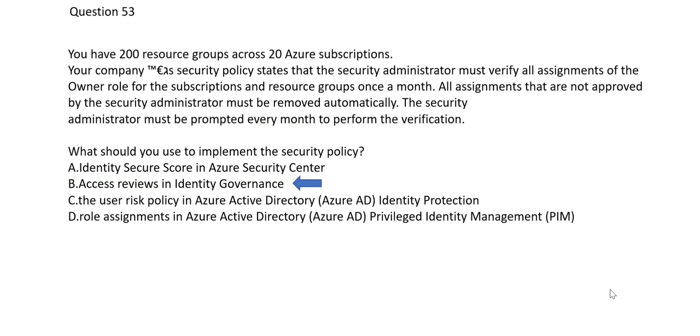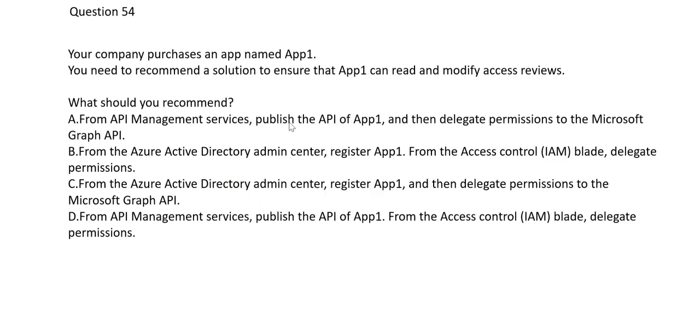Let's move to the next question. Here, a very short question. You need to recommend a solution to ensure that app one can read and modify access reviews. So you have an app and you want this app to be able to read and modify access reviews. For example, it can say the following people should have read access, and the following other people should have modification access.